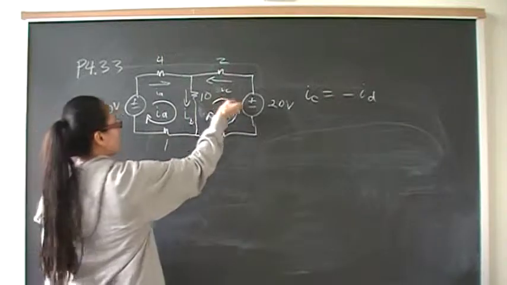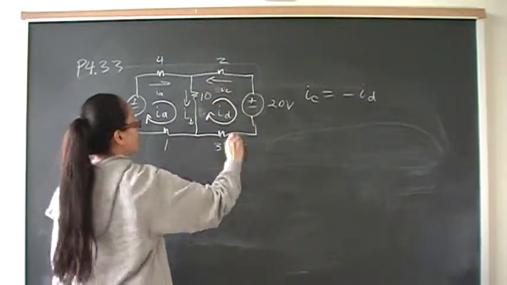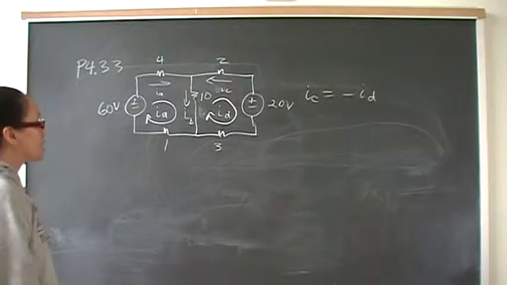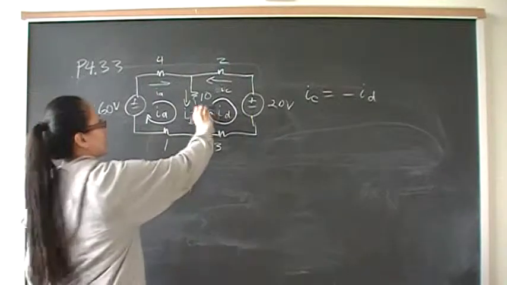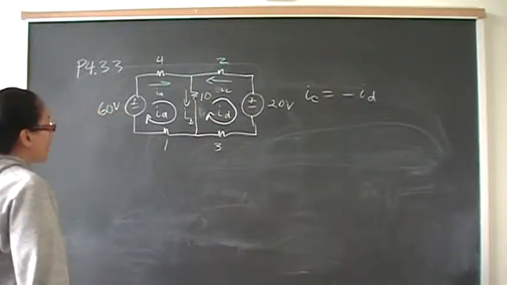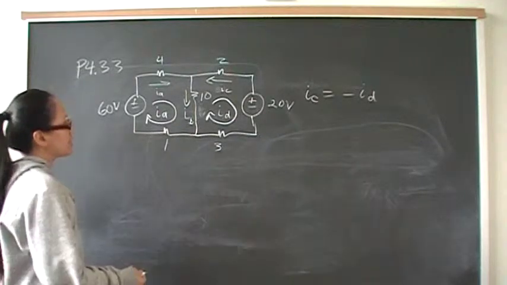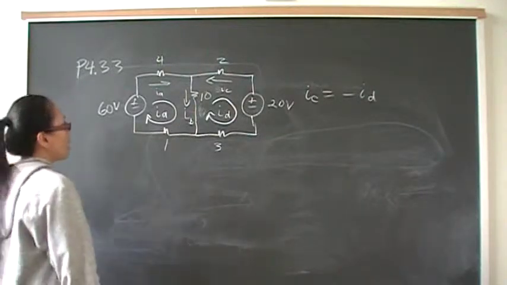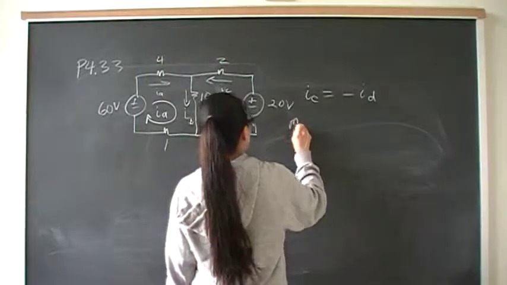You could, of course, just do this and call this the positive direction if you wanted. Or, like I said, you could have called that mesh current this one and called it negative IC. So that will work as well. But anyways, this is the way I chose to do it. So let's do mesh at IA.